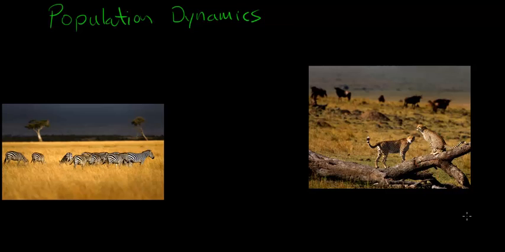This lesson is about population dynamics. And let's start by talking about distribution of a population. One of the ways that they can distribute is in a clumped population.